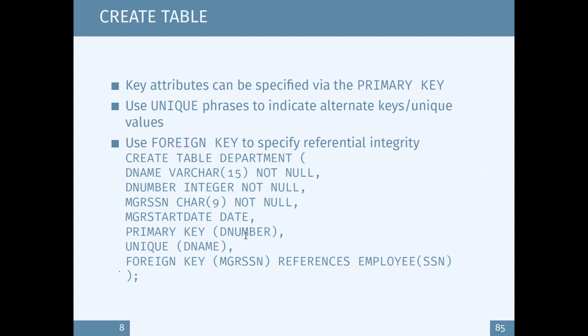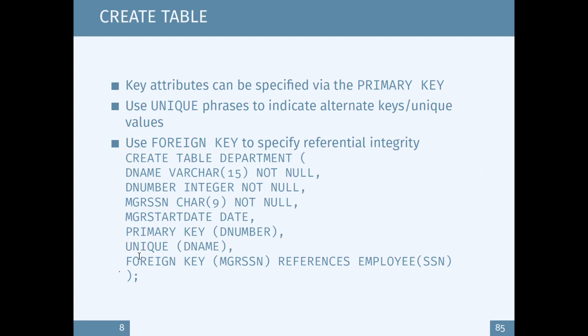Then we say department name is unique. So unique indicates that each and every value is unique. I hope you remember in our conceptual model, both department number and department name were taken as key attributes, right?